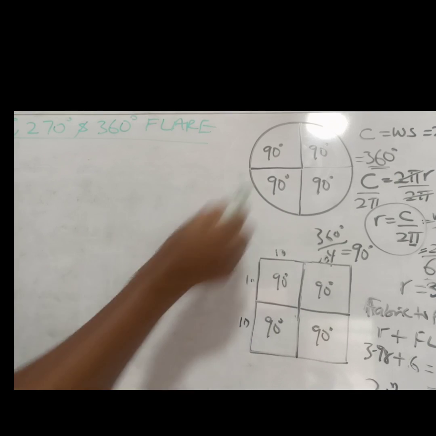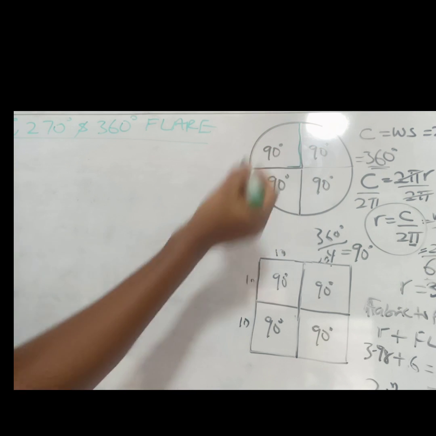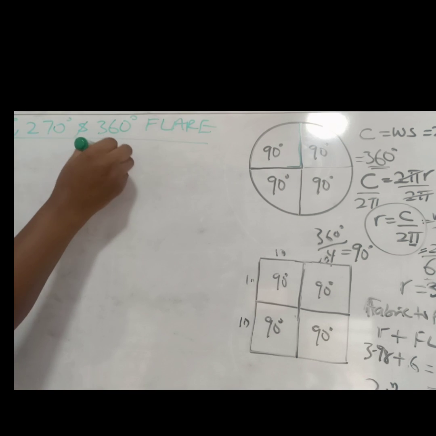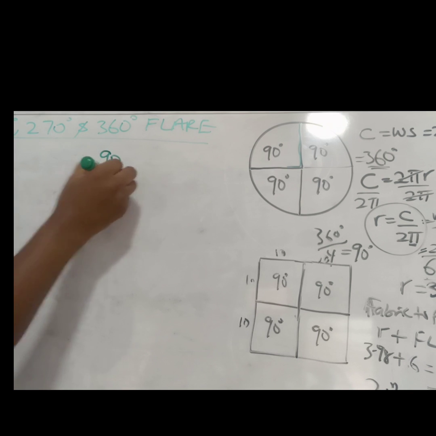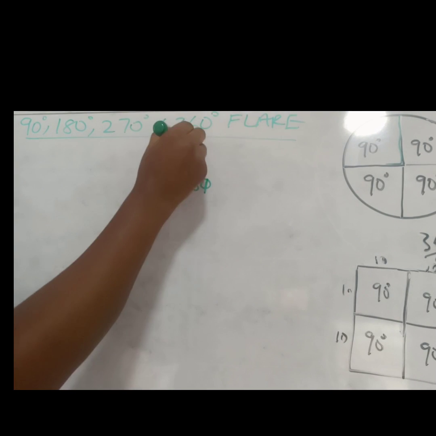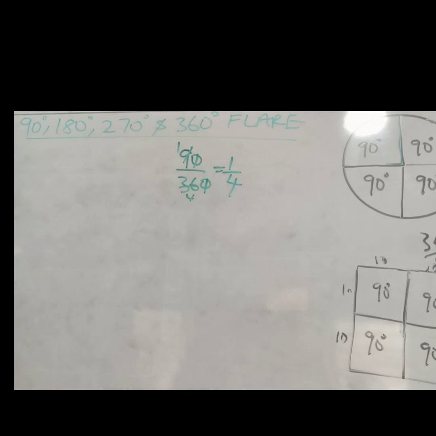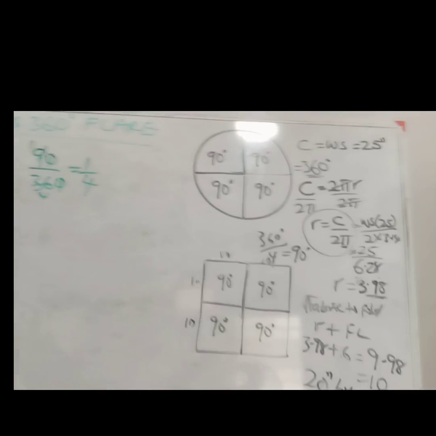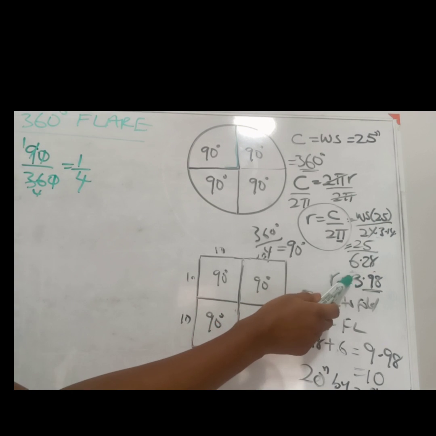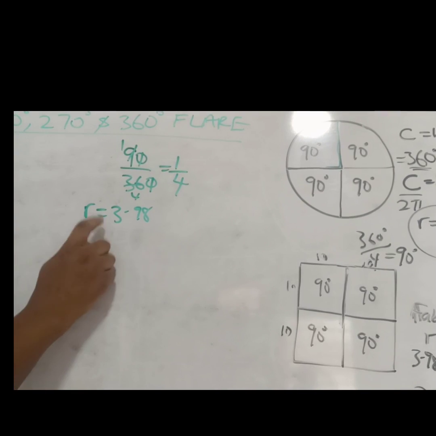Next I want to look at is a 90-degree flare. Here to here. So that is 90 over 360. And by the time we cancel out, 90 here 1, 90 here 4, we're going to have 1 over 4. Remember that we already calculated the radius for a full circle, which we got: radius equals 3.98. This was what we got as our radius.